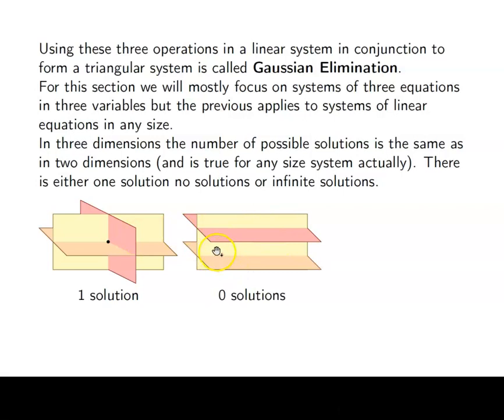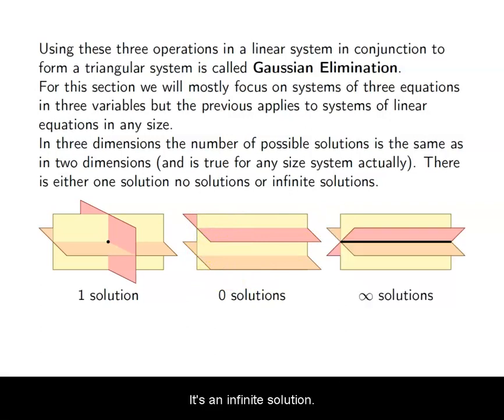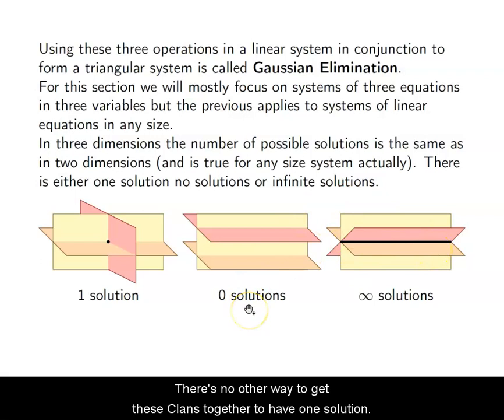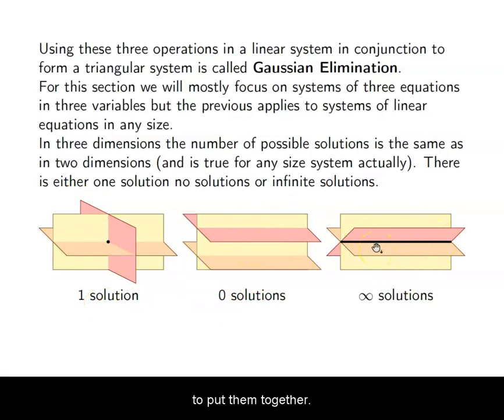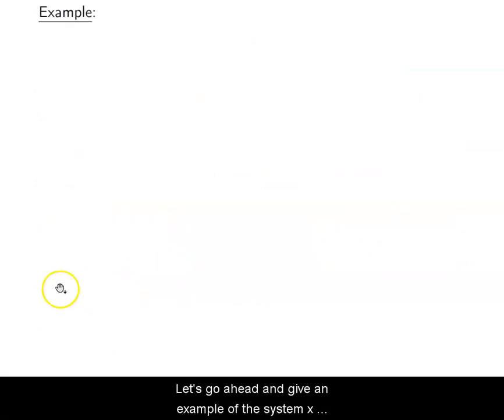Okay, here you can see that there's no solutions because there's no point that's in common for all 3 of these planes. And to have infinite solutions, they all intersect each other in a line, right? So this line goes on forever this way and this way, so there's an infinite number of solutions here. Okay, there's no other way to get these planes together to have one solution. There's other ways to put them together to have no solution, but for infinite solutions, there's no other way to put them together either. Okay, so let's go ahead and do an example.